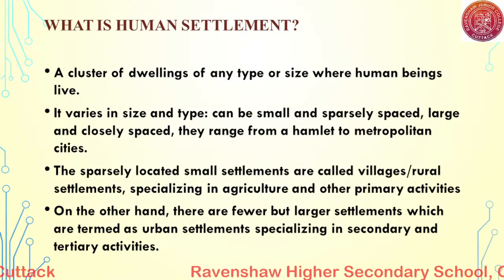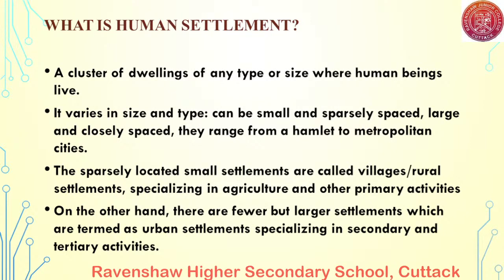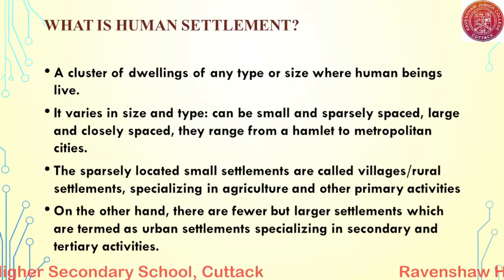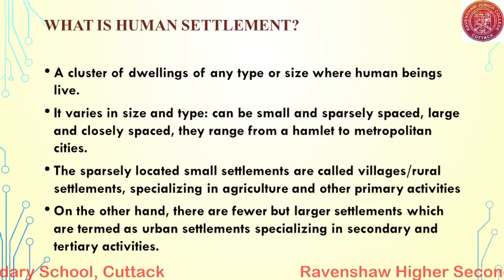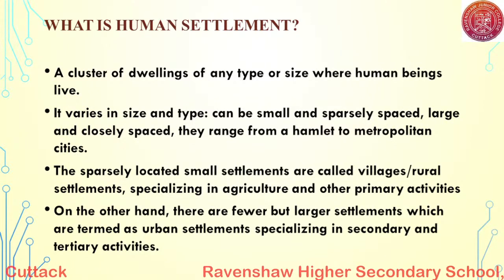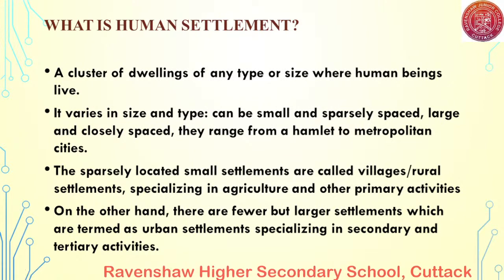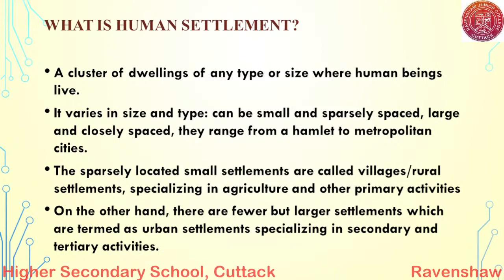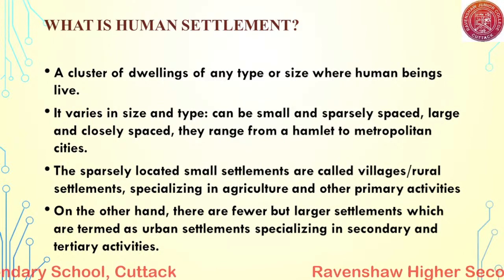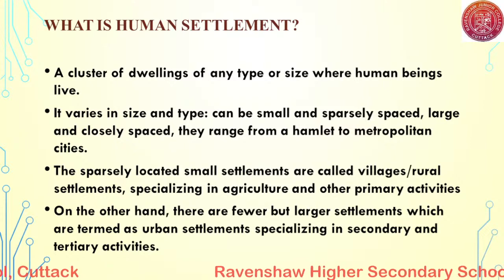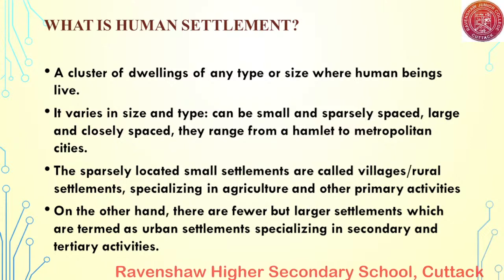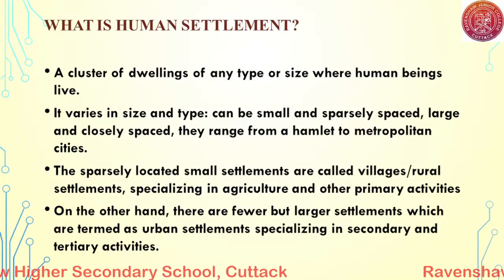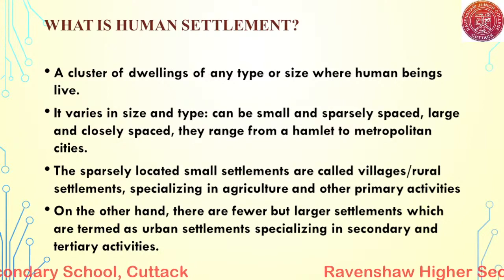And a human settlement varies in size and type. It may be small and sparsely spaced, whereas in some cases the human settlements are large in size and closely spaced. When it is small and sparsely spaced, it is called hamlet or village. When it is a large one and closely spaced, it is called the metropolitan cities.